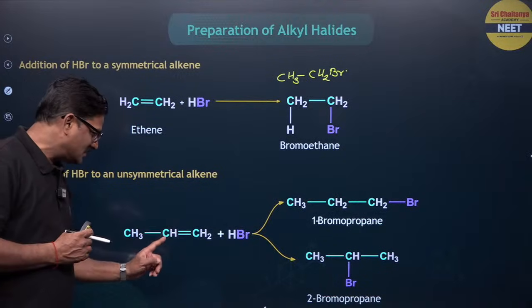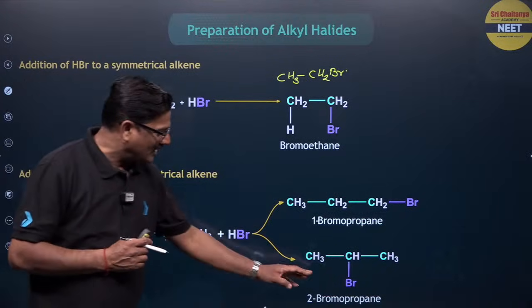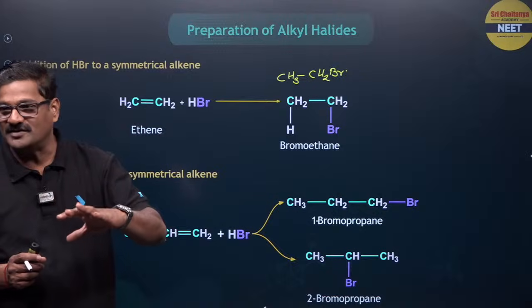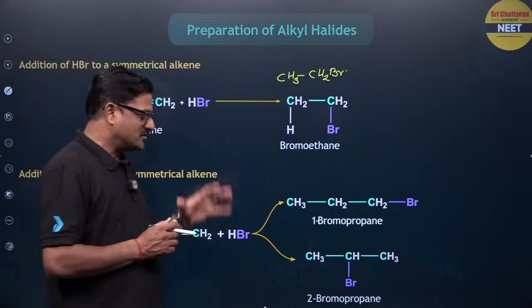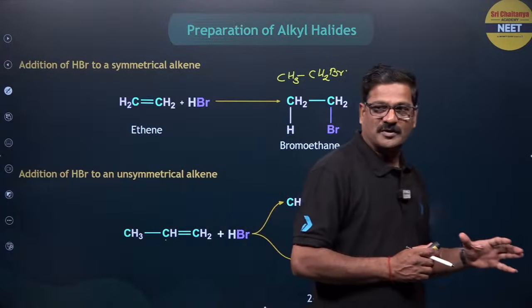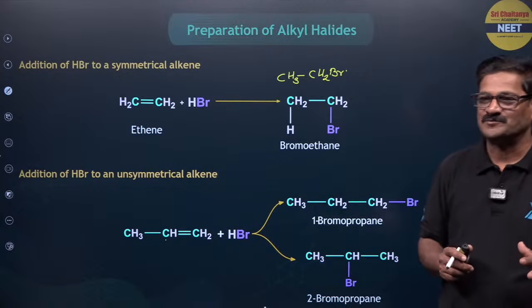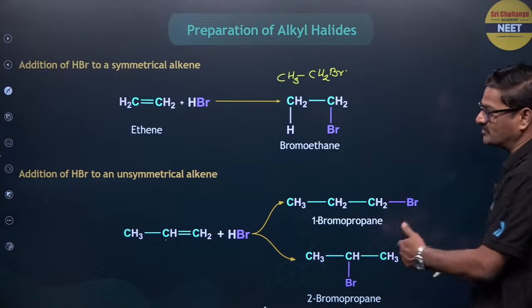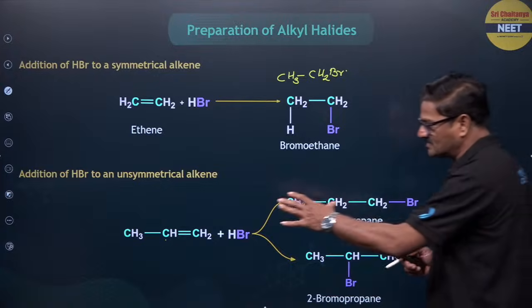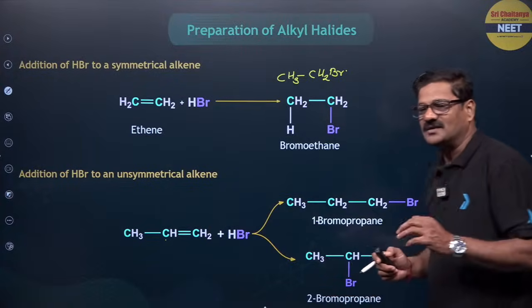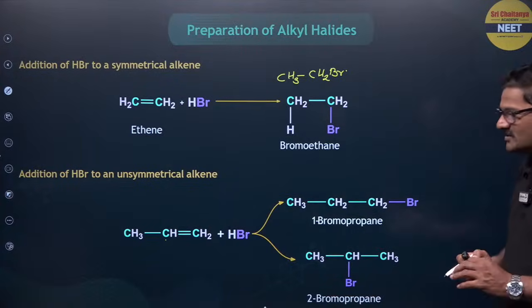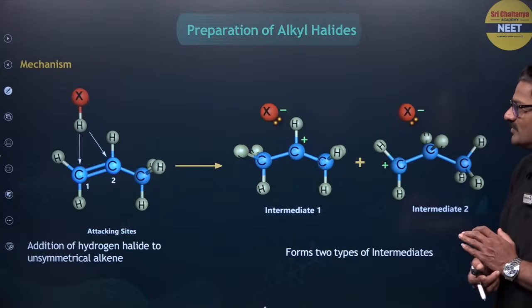If bromine is added here, you are going to have this product, which is the major product. Somebody tell me which is the major product: 1-bromopropane or 2-bromopropane? Quickly. 2-bromopropane is going to be the major product because it is an unsymmetrical alkene. In an unsymmetrical alkene, the major product is formed according to the Markovnikov rule.